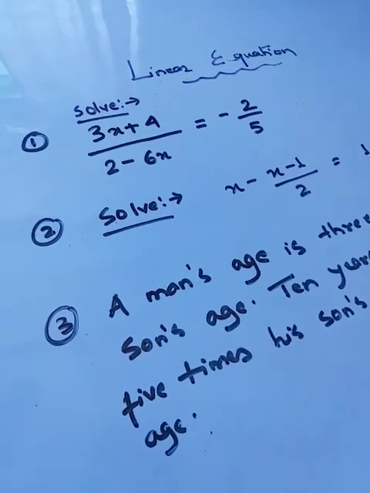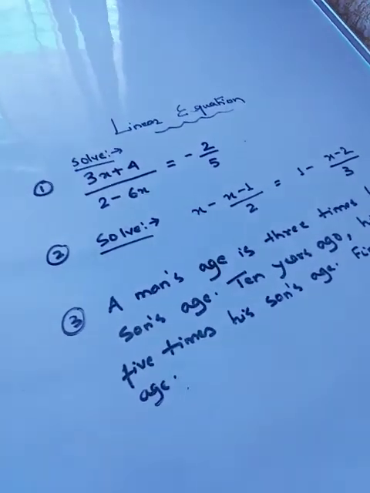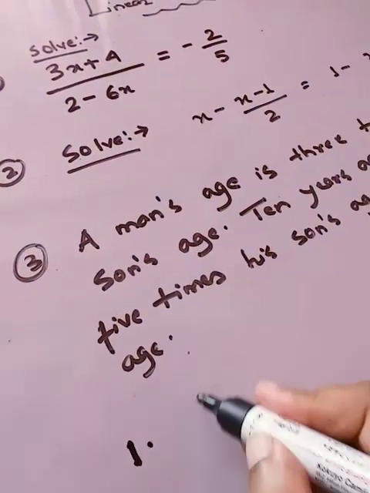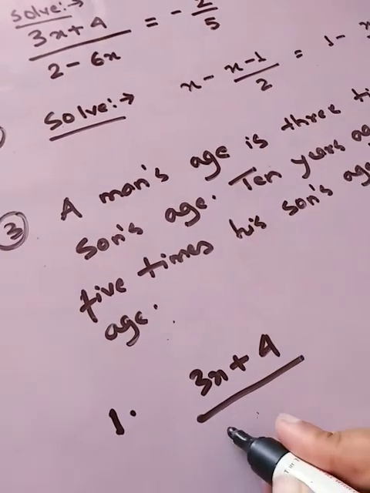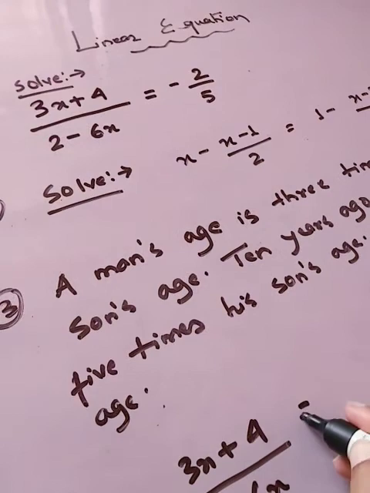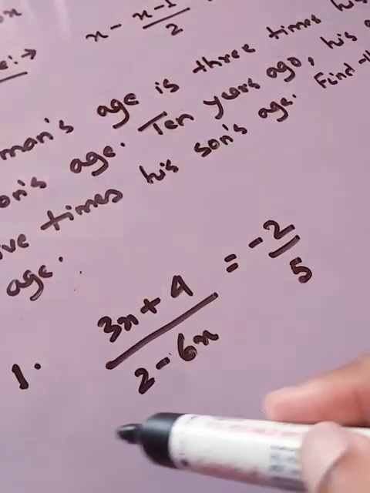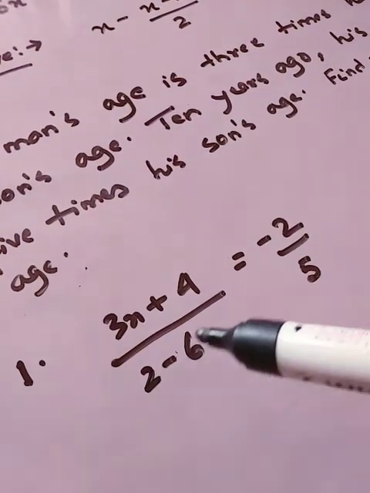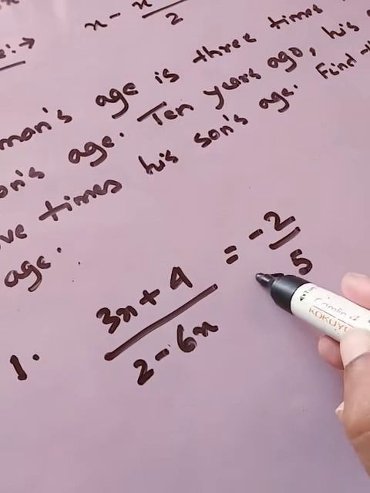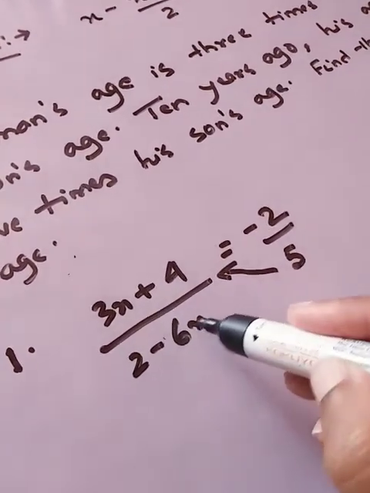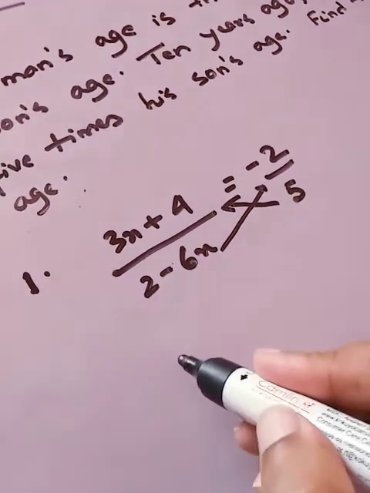So let's do question number 1. Here I can dictate the question: (3x + 4)/(2 - 6x) = -2/5. Now if you see this setup, what you have to do is cross multiplication. That is, 5 will go to this side, and this entire denominator will go to the RHS. So how to write?